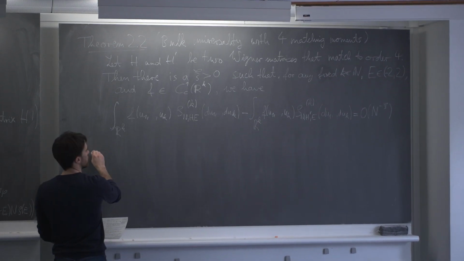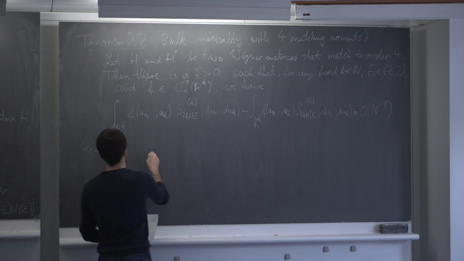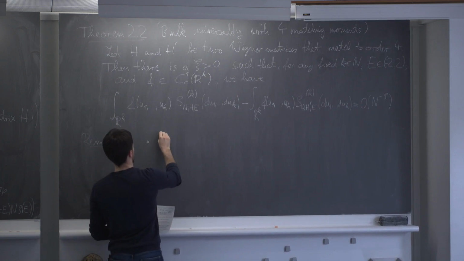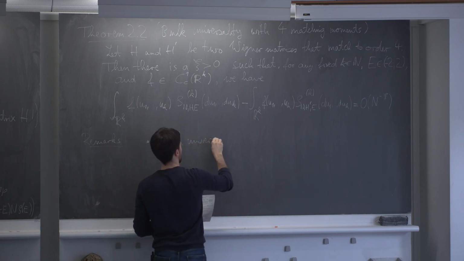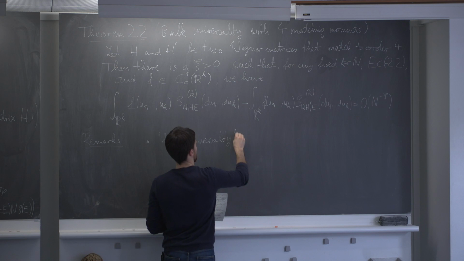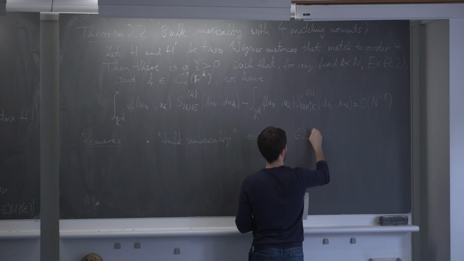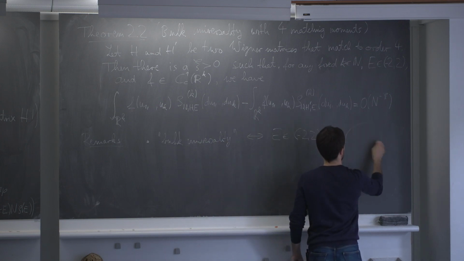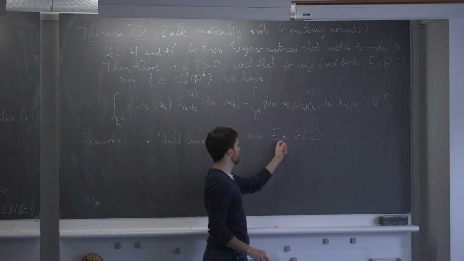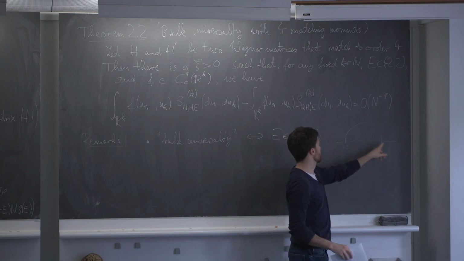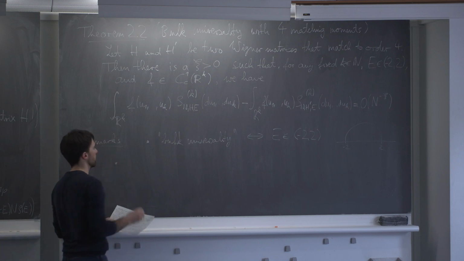Maybe I should make some small remarks. It's called bulk universality because E lies in (-2, 2), which is the bulk of the semicircle. So that's where most of the eigenvalues live. When E would be -2 or 2, this would be the edge of the spectrum, as we showed in the semicircle law last time.